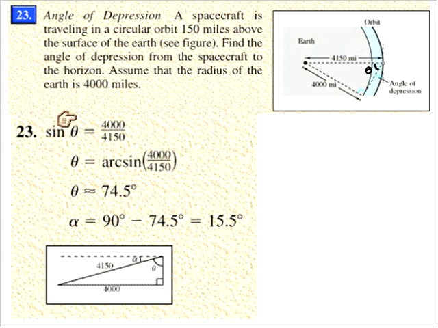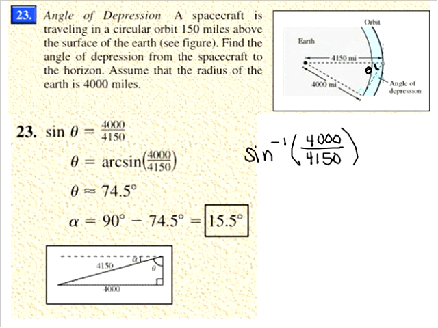To get theta, we want to move sine to the other side. The only way to move sine to the other side is using the inverse. So we would have sine inverse of 4,000 divided by 4,150. That gives you approximately 74.5 degrees for theta. Right? We don't want theta as our answer. We want that angle of depression. So we're going to subtract theta from 90. So 90 minus 74.5 is 15.5 degrees for your angle of depression.